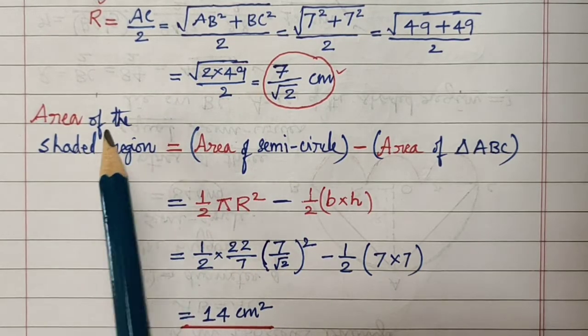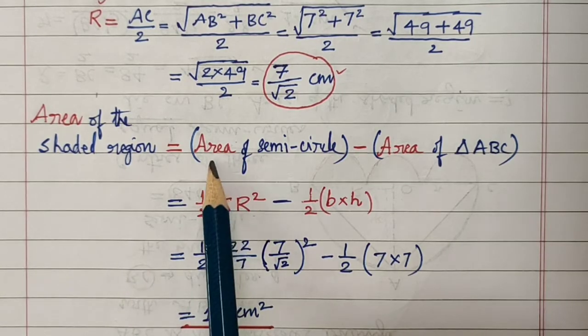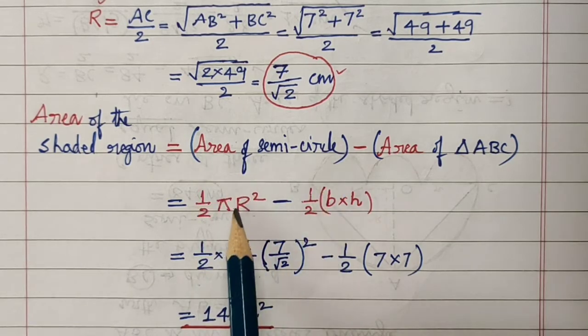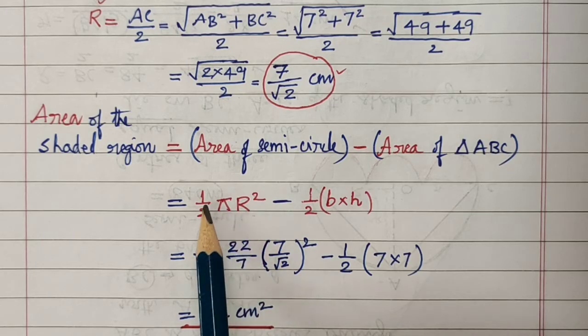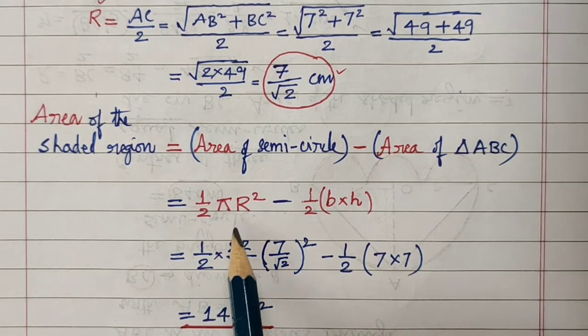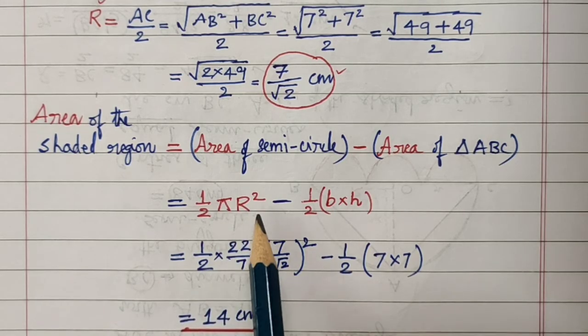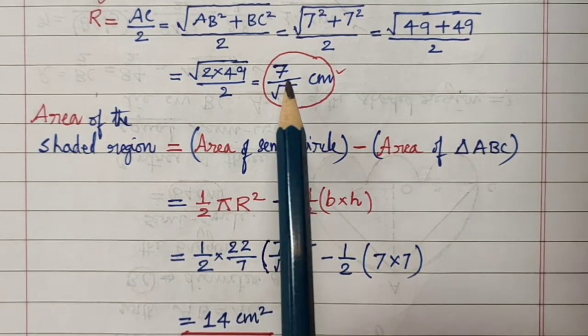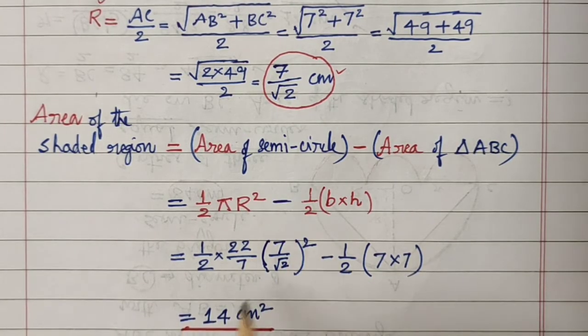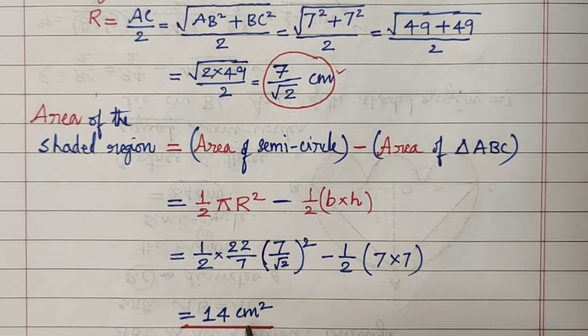Then the area of this shaded region is equal to the area of the semicircle minus the area of the triangle ABC. Area of the semicircle is half of the area of the circle. The area of the circle is pi r square. So area of the semicircle is half of pi r square minus half base into altitude. Substitute the values. Pi is equal to 22 by 7, r we just now found out is 7 by root 2, whole square, minus half, 7 into 7. When you calculate this, we got 14 centimeters square. This is the area of the shaded region.